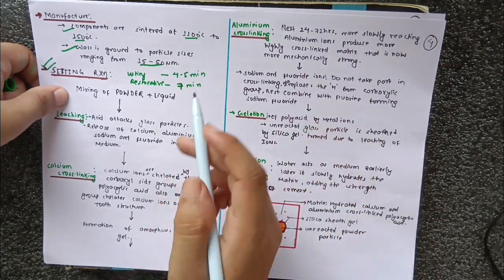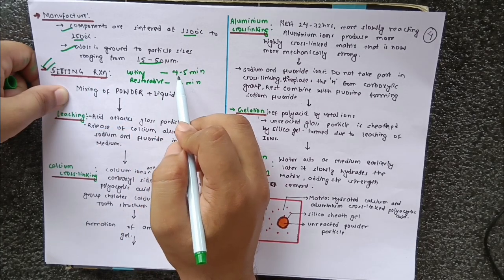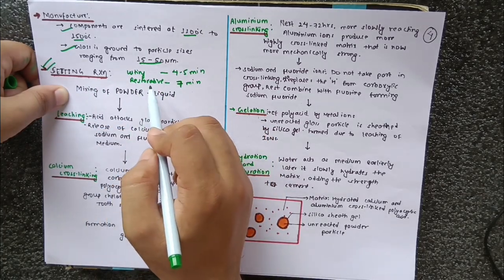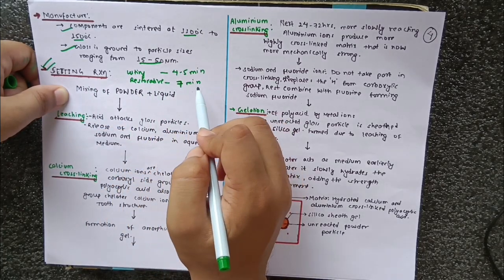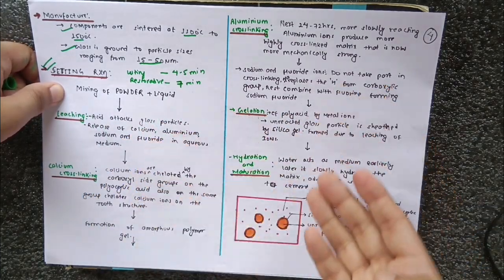Just remember, for the luting, that is type 1 GIC, and there is a 4 to 5 minute setting time, and in restorative GIC there is a 7 minute setting time. And I have prepared a proper flow chart of the setting reaction.